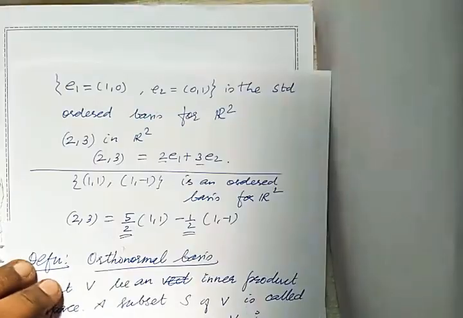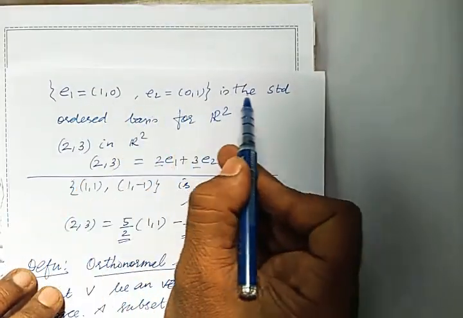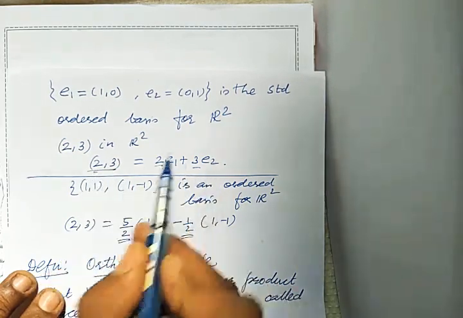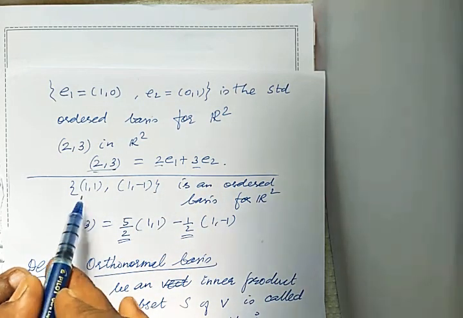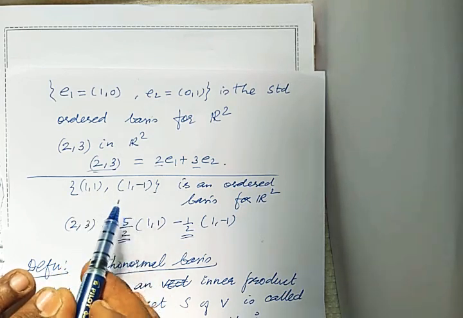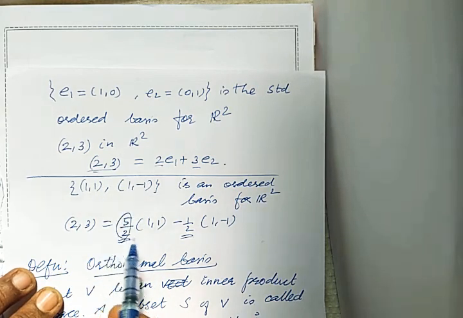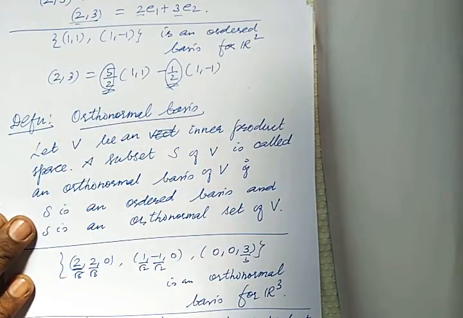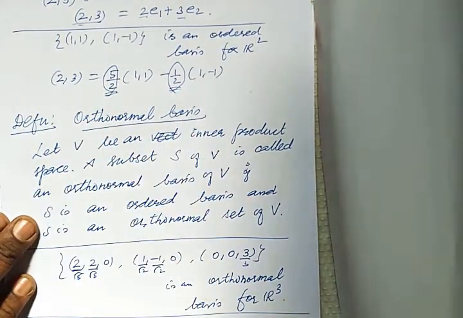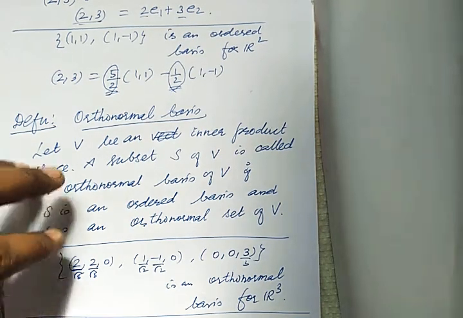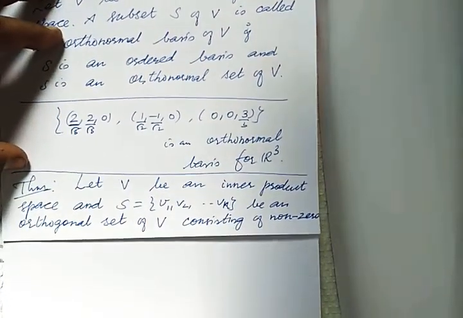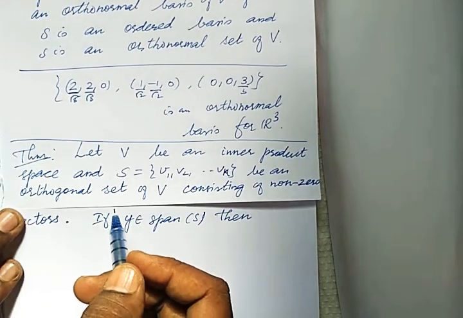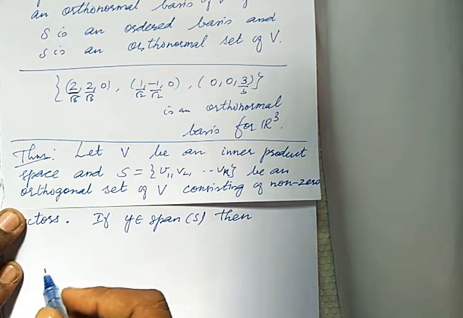Okay, now let us see a beautiful theorem. Just now we have seen that if the basis is a standard ordered basis, then it's easy to express any vector as a linear combination. But if it is not a standard ordered basis, it is somewhat difficult to find these coefficients. However, suppose we have an orthonormal or orthogonal basis. Let us now see how to find the coefficients very easily, directly by a formula. This theorem ensures that. Let us see the theorem now.